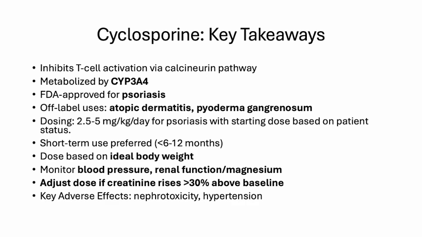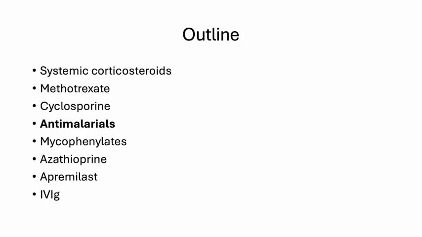When used, short-term use is preferred, typically less than 6 to 12 months. It's dosed based on ideal body weight, and blood pressure, renal function, and magnesium should all be checked and monitored while on the medication. The dose should be adjusted if the creatinine rises above 30% of the patient's baseline, and some key adverse effects include nephrotoxicity and hypertension. Next, we'll discuss antimalarials.